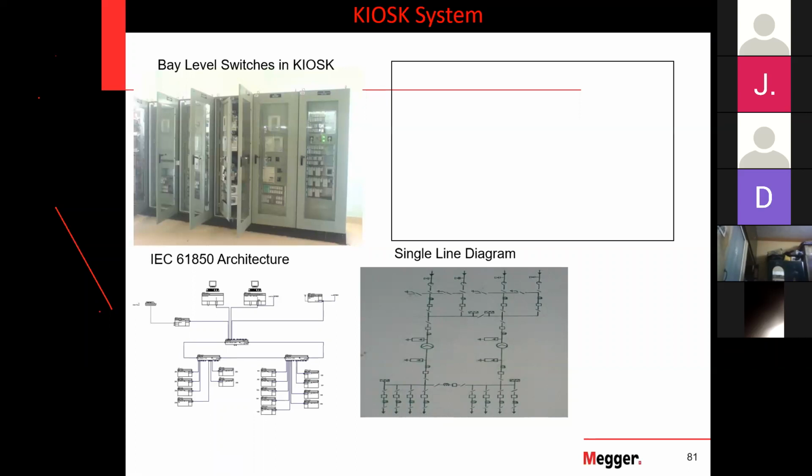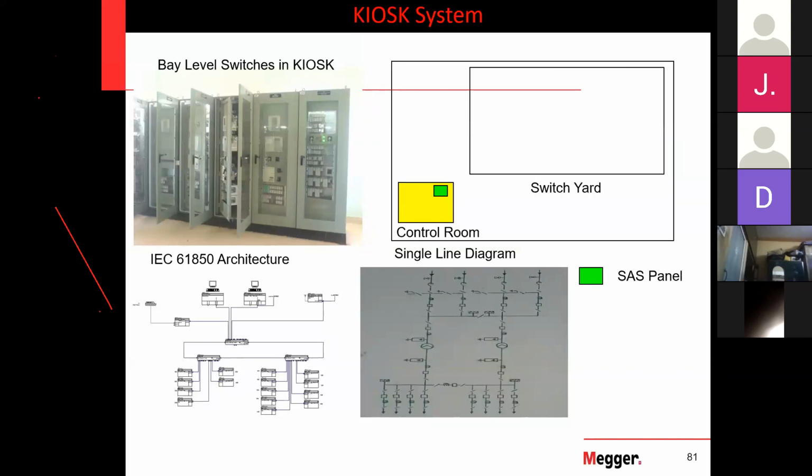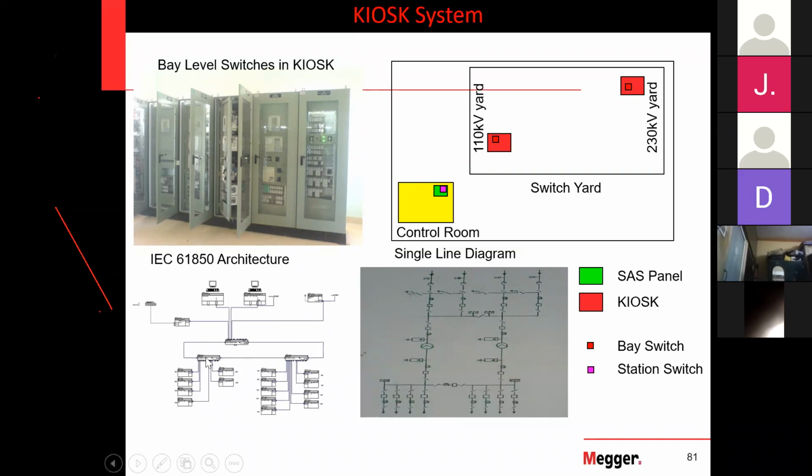Okay, this is the compound wall of a substation. Control room. Substation automation system panel. We have a panel there. This is the switchyard, 230 kV side, 110 kV side, to kiosk. The kiosk is something like a room which is shown in the previous drawing. In the kiosk and in the control room, we have the switches. So the base switch and station switch. You can see this is the base switch, the bottom one, and this is the station switch.